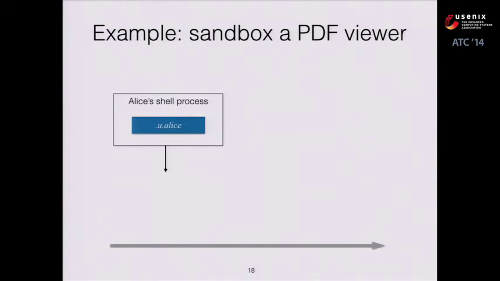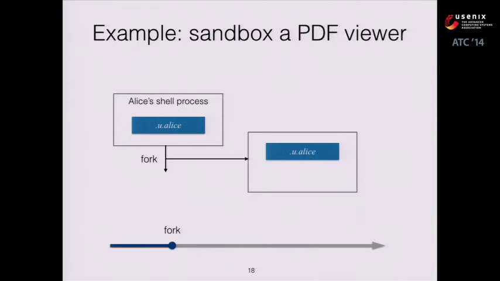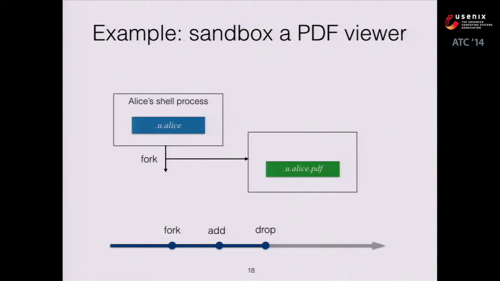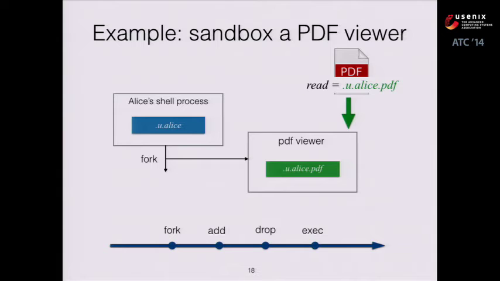Here's an example about creating a sandbox for a PDF viewer. Suppose user Alice has a shell process which carries .u.alice. Then it can fork a child process which adds a child attribute .u.alice.pdf and drops the parent. Now it can invoke the PDF viewer, which will be sandboxed in a way such that it can only read files which have .u.alice.pdf in their read access modes.